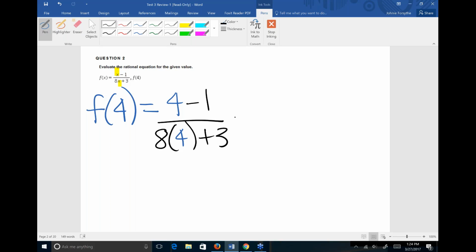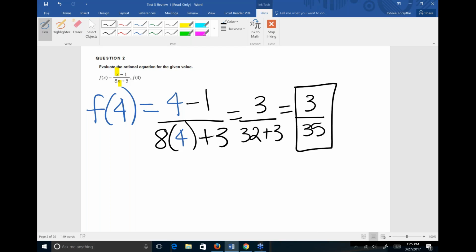plus 3. And so 4 minus 1 is 3 over 8 times 4 is 32, and we have plus 3. Then we're going to continue to simplify the bottom. 3 over 32 plus 3 is 35. For the question here, it says to write your answer as a reduced fraction or an integer. We can't reduce this fraction further, so this will be our final answer, 3 over 35.